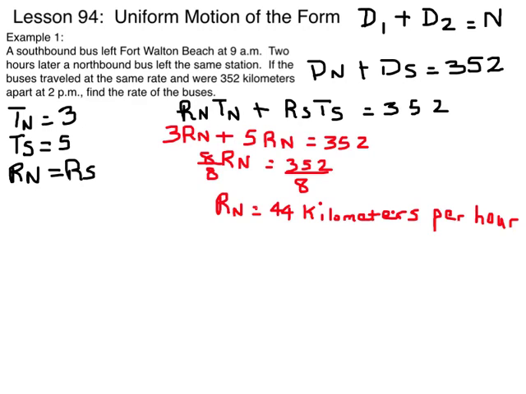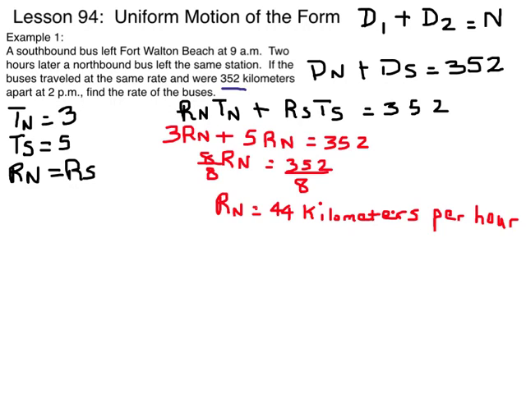First example, a southbound bus left Fort Walton Beach at 9 a.m. 2 hours later, a northbound bus left the same station. If the buses traveled at the same rate and were 352 kilometers apart at 2 p.m., find the rate of the buses. All right, this problem is going to take a little bit more digging on your part to pull out the numbers that you need.